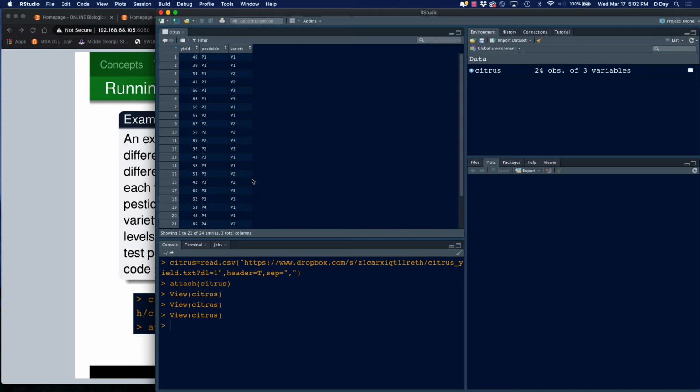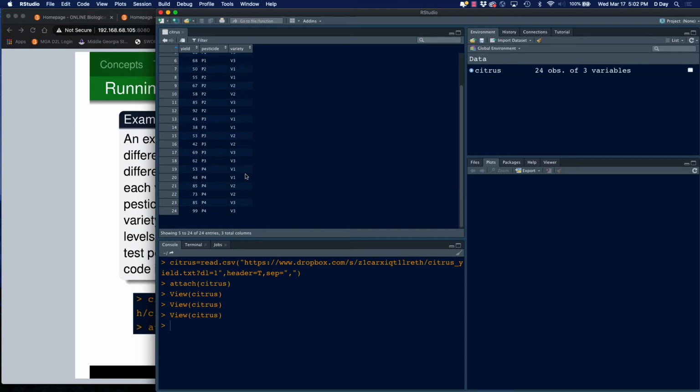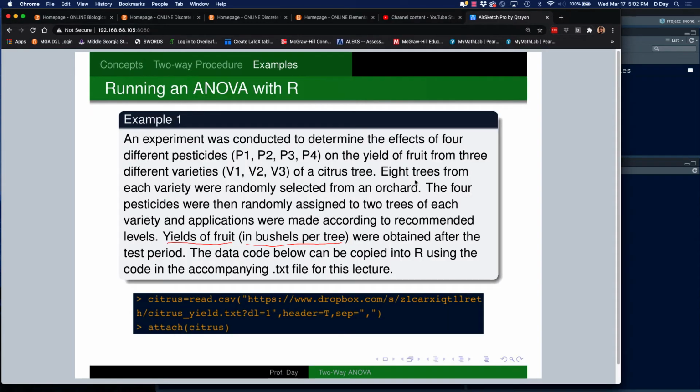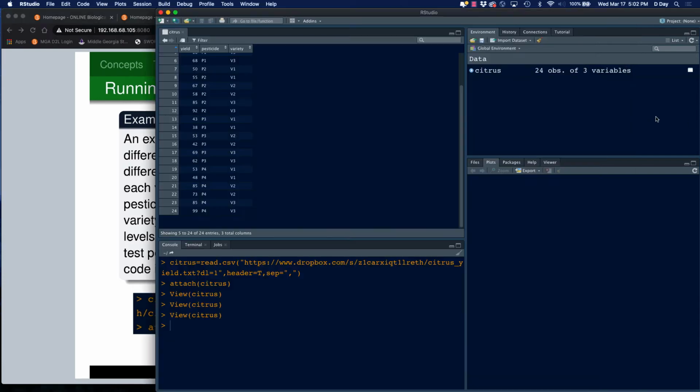So there's 8 trees of each variety total. So if you count up the number of V1s, there should be 8 of those. That's what that was referring to in the problem over here, when it said 8 trees from each variety were randomly selected. Okay, and so we've got that. So R will know how to deal with this based on the way we've got our factors labeled here.